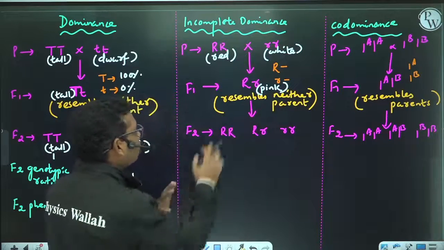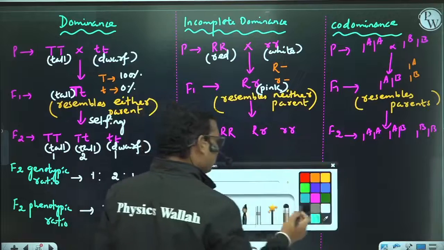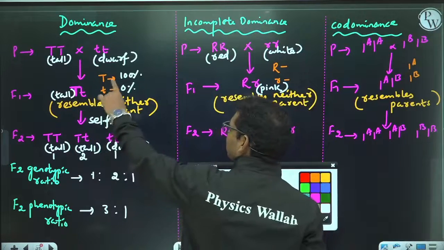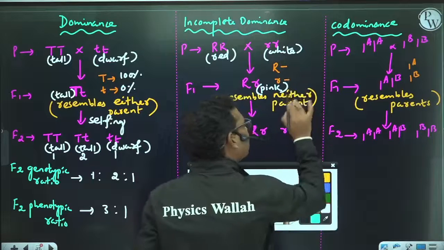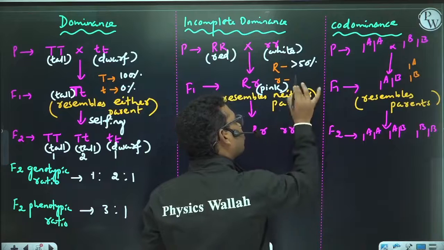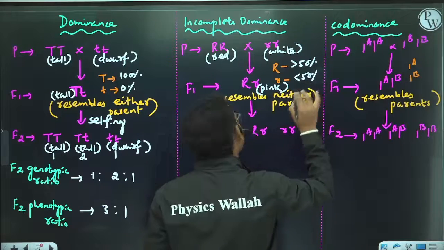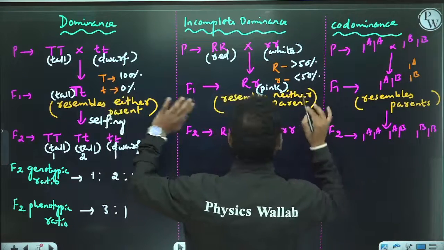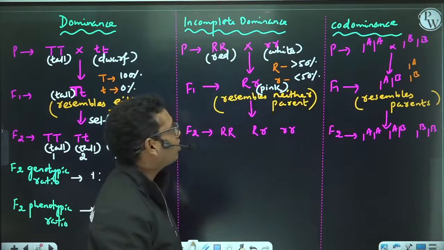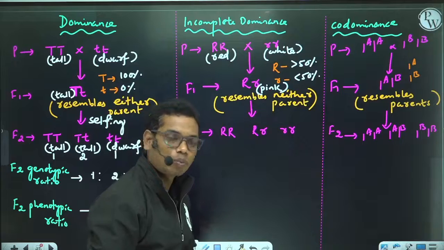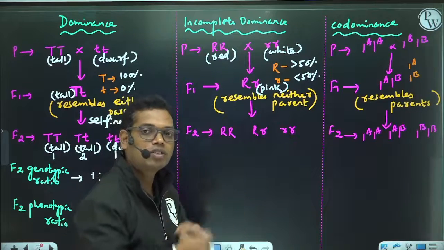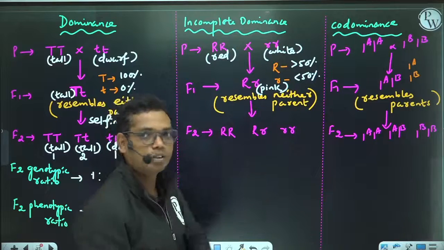Now, in this case, capital R is expressing itself but not 100%. Here, capital T was expressing itself 100%. Here, it is expressing itself but not 100%. It is expressing itself more than 50%. And this one is expressing itself less than 50%. Here, small t was not expressing. Here, it is expressing but less. It is not expressing more. So, which one is expressing more? Capital R is expressing more. Okay. So, I can say there is a blending or the mixing of the phenotype here.